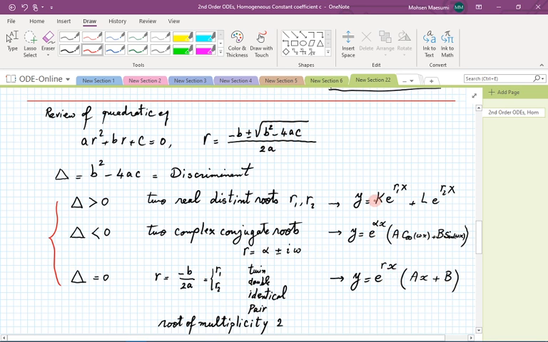Notice the presence of these functions: exponentials, trigs, and polynomials. Let's become friends with them because we are going to see them over and over again. Okay, I explained all three cases. Next lecture, we are going to look at them in more detail.